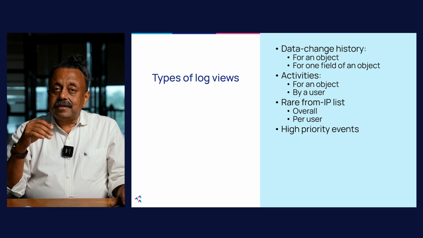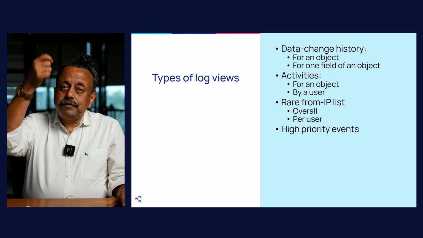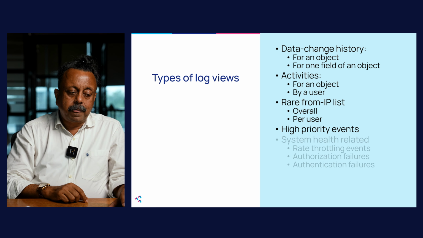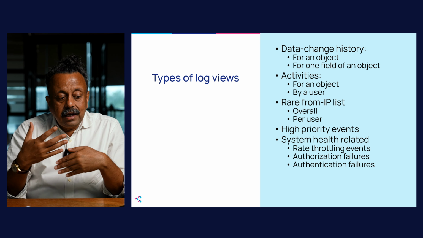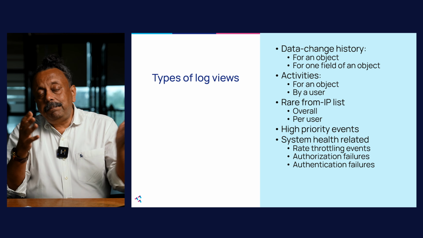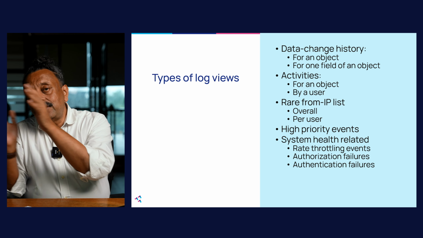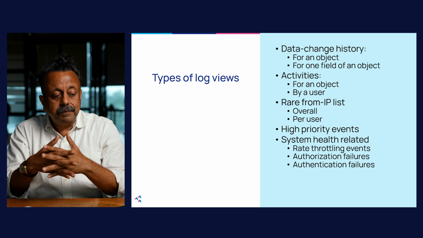High priority events are another thing which you may easily pull out from the logs, because if you just filter on the priority, you will be able to get the entries which are high priority. Then you look for system health related log entries. What is happening in authentication failures? What is happening where people are trying to access an operation for which they are not entitled? How often do these things happen? From where do they happen?